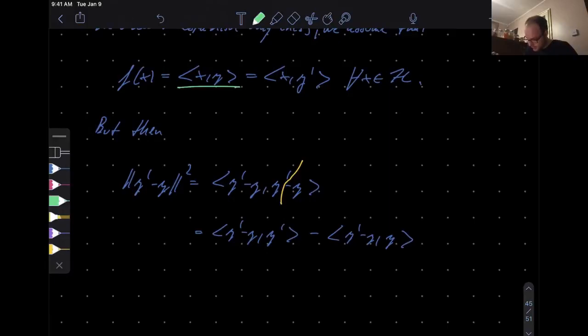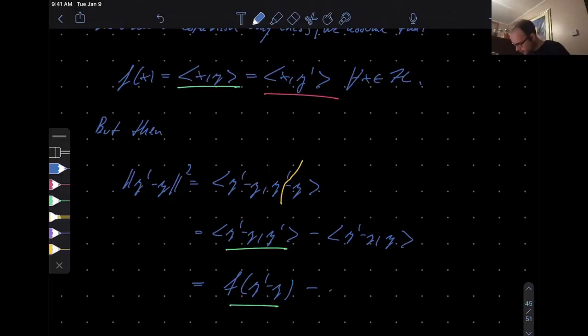You have this representation and you have this representation. In the first one, I'm going to use the green one. So this is equal to f, and now it's not x in the first vector, but y prime minus y. So here I use green. And then in the second one, I'm going to use red. Again, the vector is not x in the first entry, but y prime minus y here.